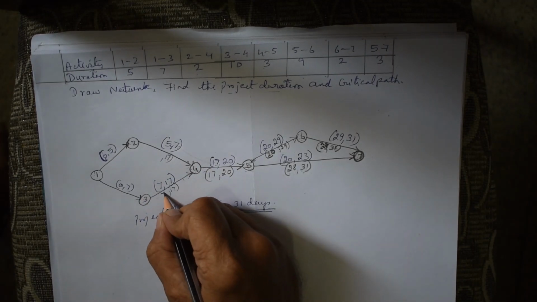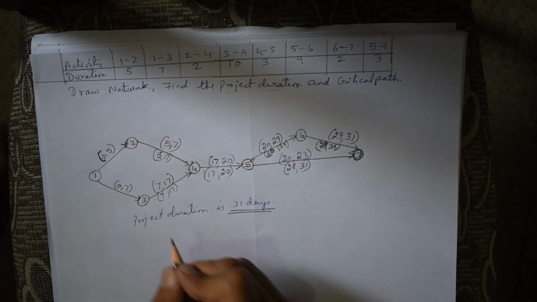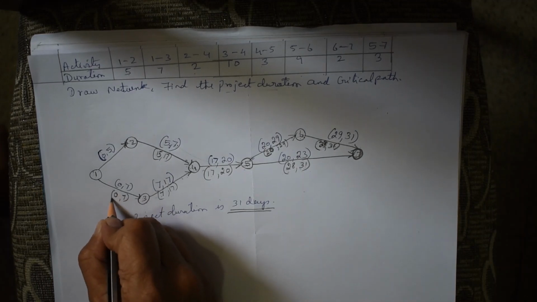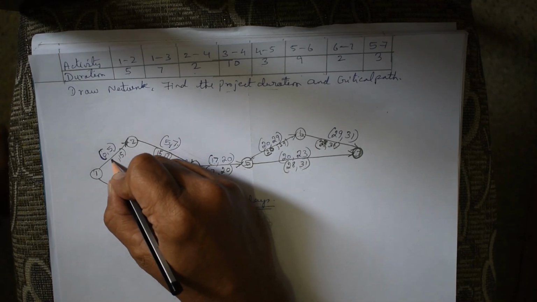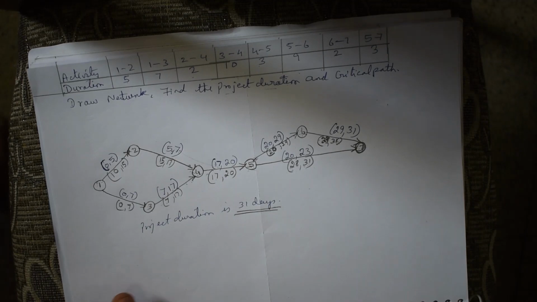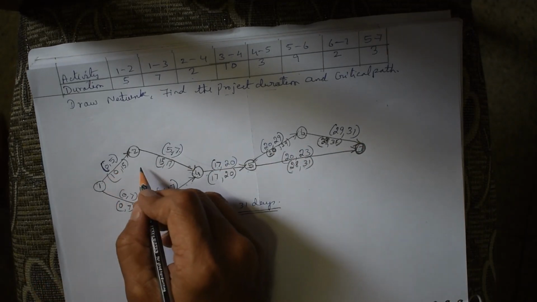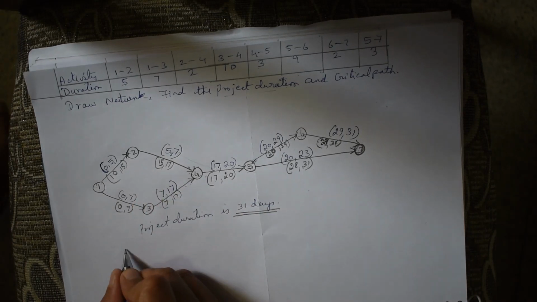17 minus 10, 7. 17 minus 2, 15. 7 should come over here, 7 minus 7, 0. 15 should come over here, 15 minus 5, 10. Now we have found the backward timing, which we call LST and LFT. Now what is the critical path?